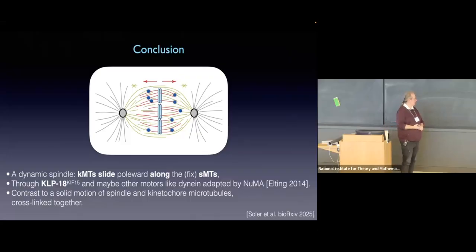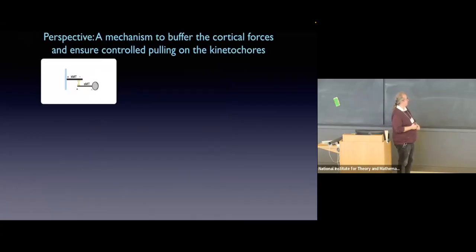So to conclude this last part, I would say that we have kinetochore microtubule that would slide along the spindle microtubule, which breaks with this idea of a gel-like half spindle. It's something that is much more flexible, probably with the CLIP18, but maybe some additional mechanism, and we have in mind dynein adapted by NuMA on the minus end of the kinetochore microtubule. And with that, I would like to bring you a few reflections on the perspective that we are doing.